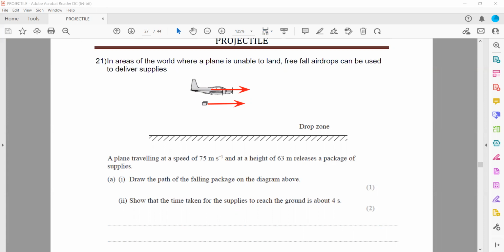So initially, when we drop, both will have the same horizontal speed. If there's a horizontal speed, it means it will travel horizontally. So what will be the trajectory or the path it will follow? Because gravity is also acting on the package, this will be the path it will follow. The time for the supply to reach the ground is about 4 seconds.